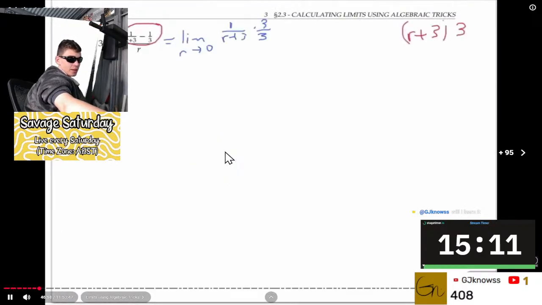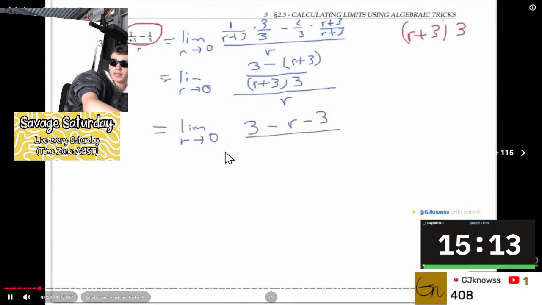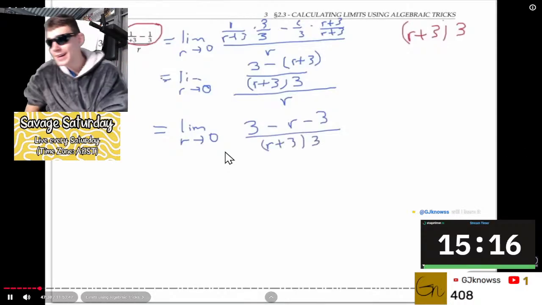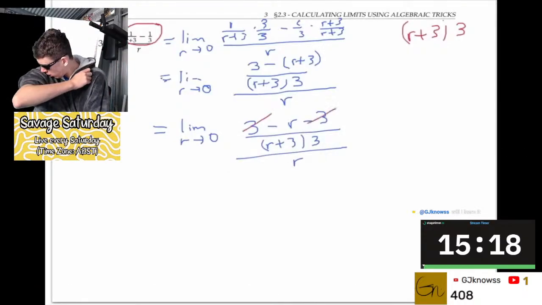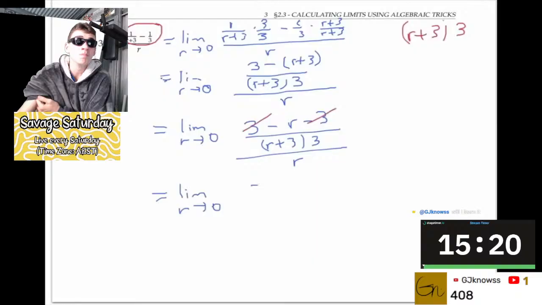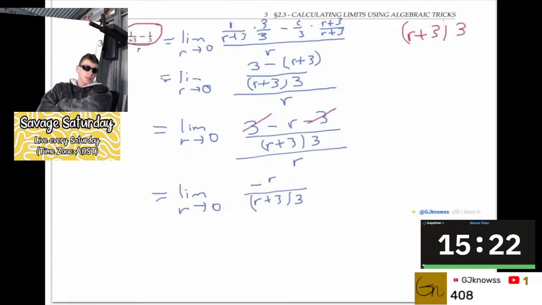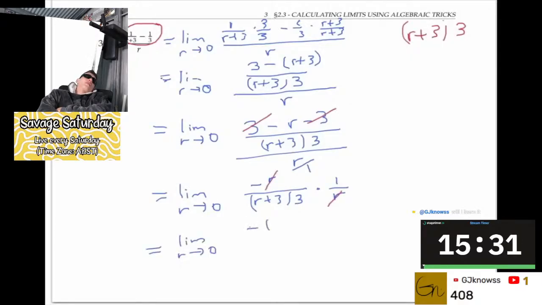So I'll need to get the appropriate common denominator over r. Quantity r plus 3 divided by r plus 3 times 3, all divided by r. 3 minus 3 is 0, so I can rewrite this as negative r over r plus 3 times 3. And now instead of dividing by r, which is r over 1, I can multiply by the reciprocal, 1 over r. R divided by r is 1, so this expression simplifies to negative 1 over r plus 3 times 3.